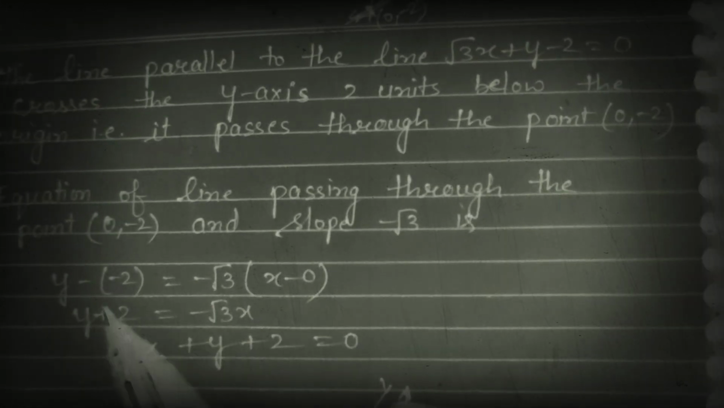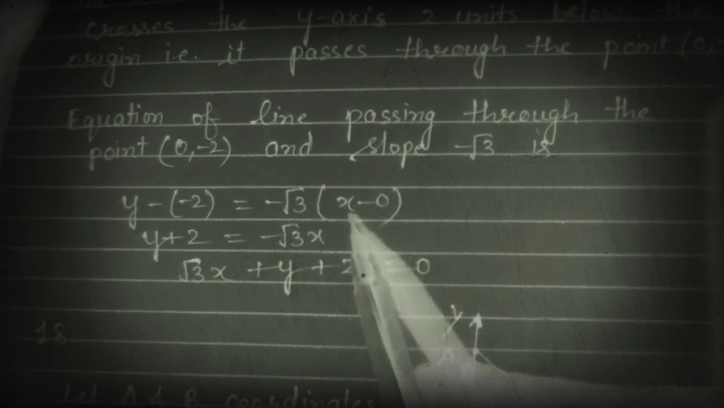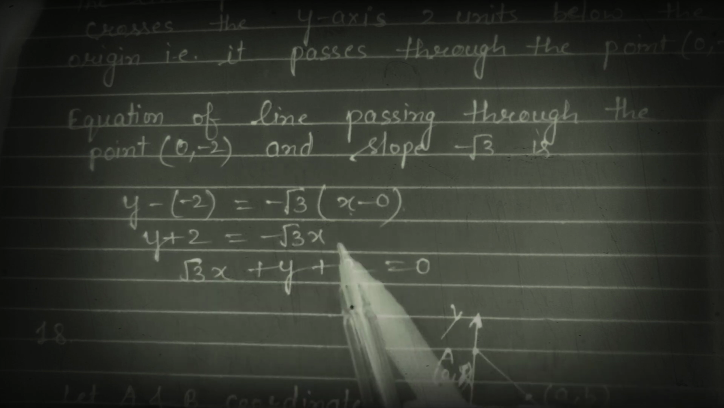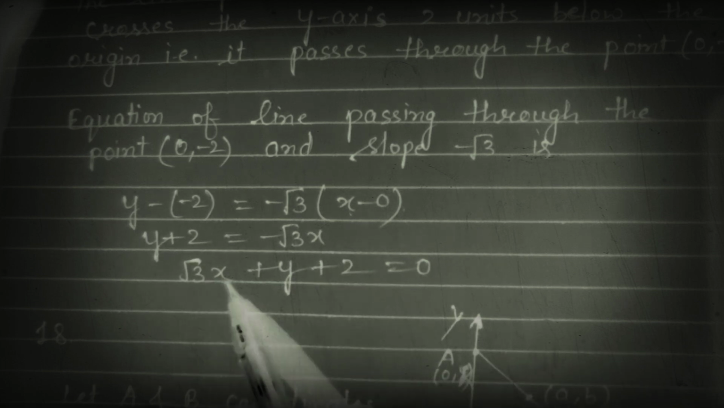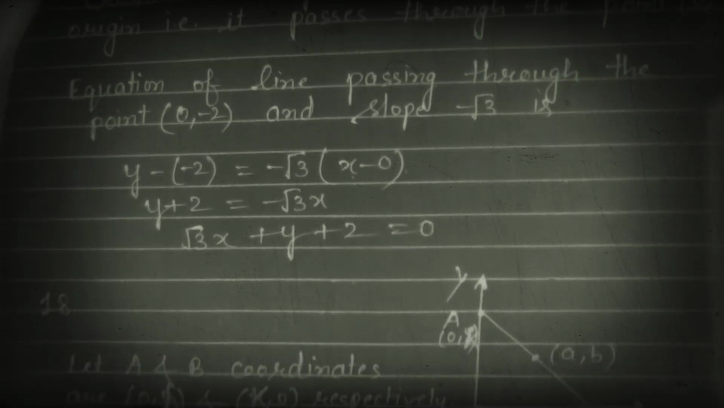Then what is the equation of the line? y minus y1 is equal to m into x minus x1. So y plus 2 is equal to minus root 3x. Then the equation of the line will be root 3x plus y plus 2 is equal to 0. This is the equation of the line.